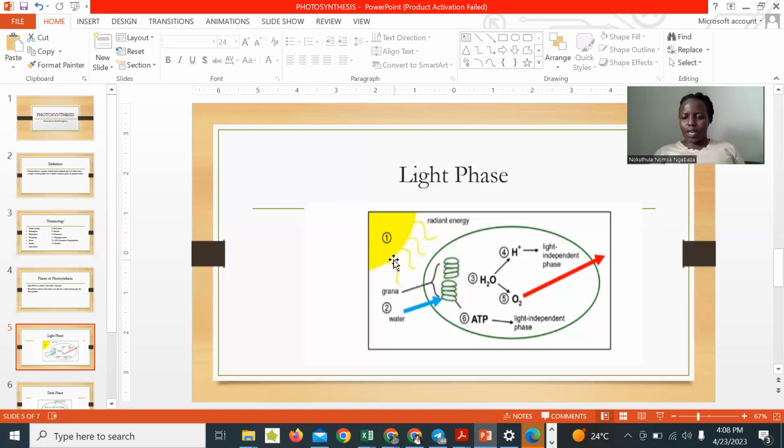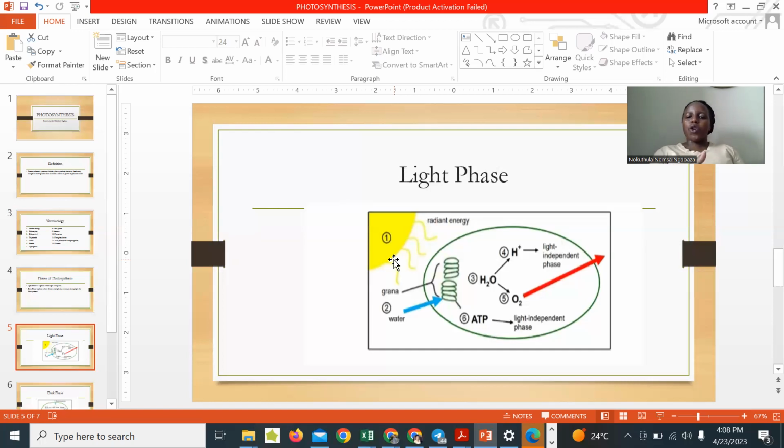So when it comes to radiant energy, please allow me, guys, to go back. I want to explain it so that all of you can understand. We look at number 1. Your number 1 is your radiant energy. And then we look at number 2, where we have your grana. So we're simply saying the radiant energy is going to be absorbed by the chlorophyll into the grana. The chlorophyll absorbs the radiant energy so that photosynthesis can occur. We all agree on that.